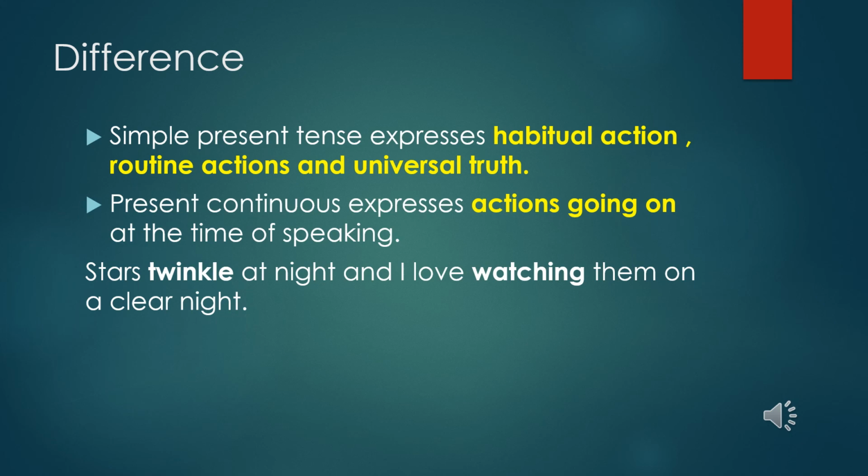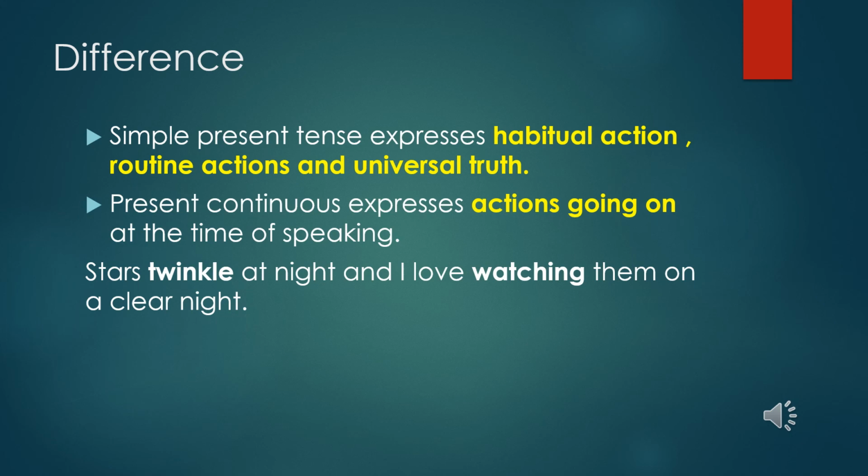Now, what is the difference between simple present tense and present continuous tense? As we have seen, simple present tense is mostly used to show a regular kind of action, a habitual action, a routine action, or to express facts or universal truth. Whereas present continuous tense is for actions going on at the time of speaking. Both can be used to express a future action also. In simple present tense it will be a planned one. In present continuous, it is not necessary that it will be a planned one, that means the preparation has taken place.